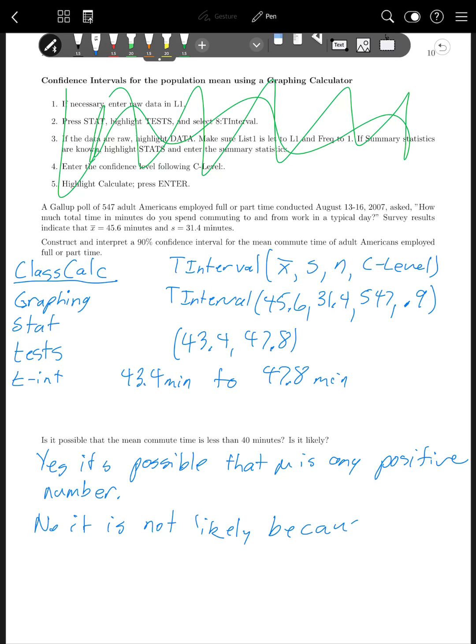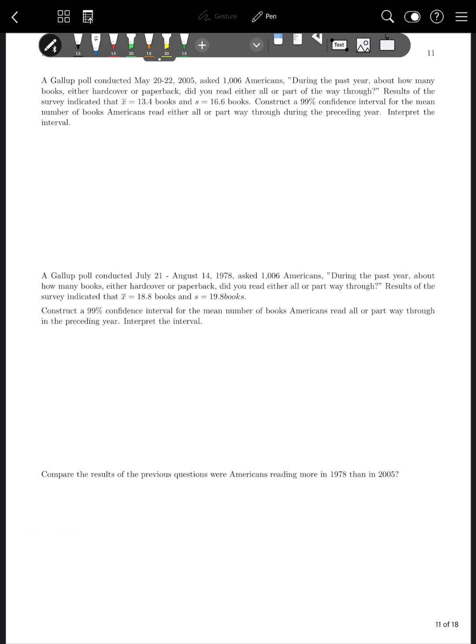So is it possible? Yes, it's possible that mu is any positive number, but no, it is not likely, because less than 40 minutes is not in our interval. Okay, so that's the idea of how these t-intervals work.